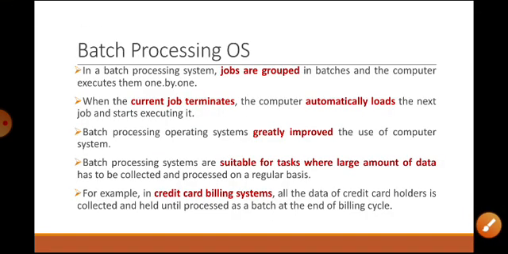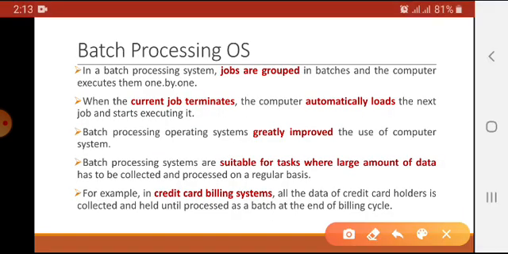First of all, batch processing operating system. Here you should understand the meaning of batch. Batch means a group. So in batch processing operating system, jobs are grouped together and the computer executes them one by one. Basically the same type of jobs are grouped together and the computer executes them one by one. When the current job terminates, the computer automatically loads the next job and starts executing it.